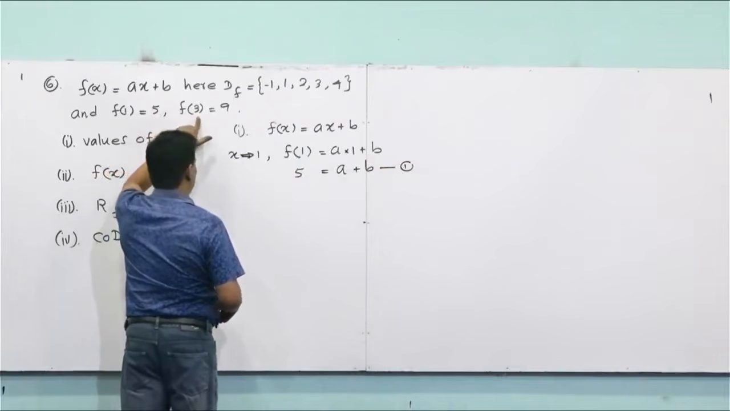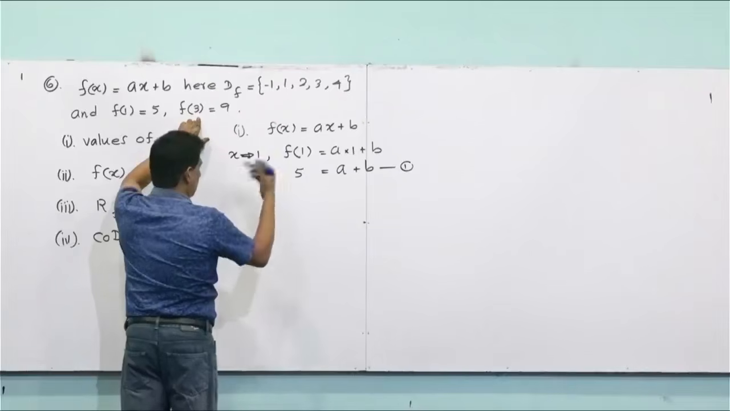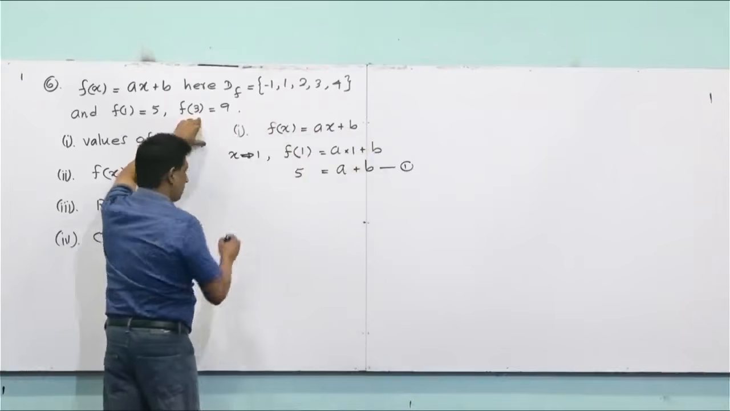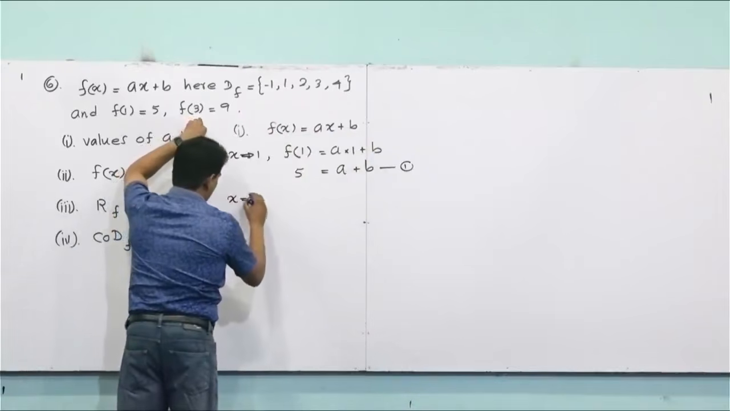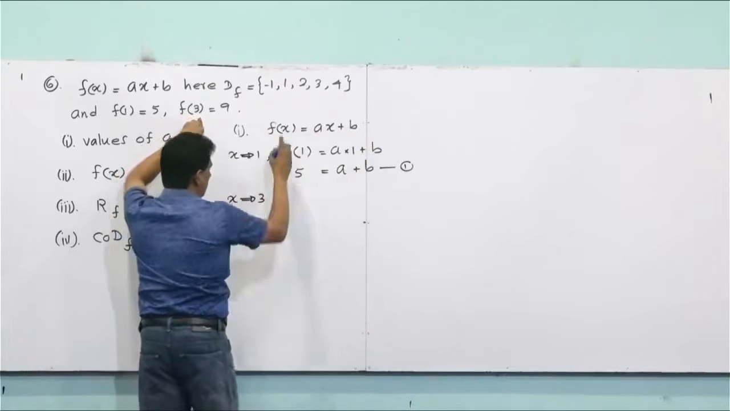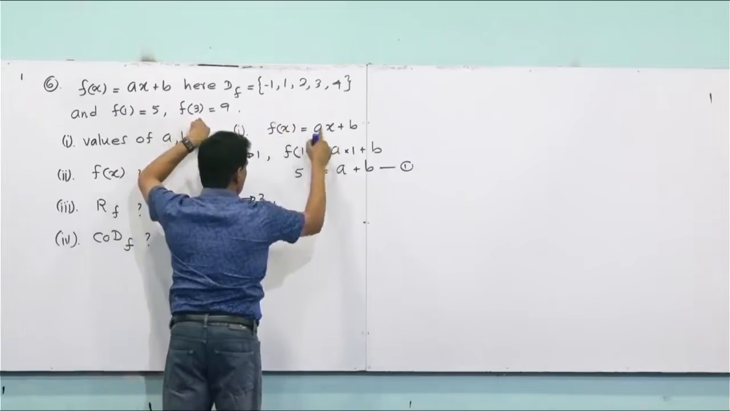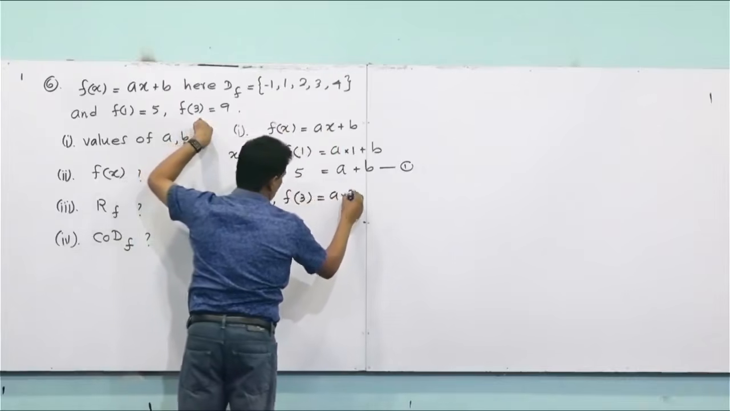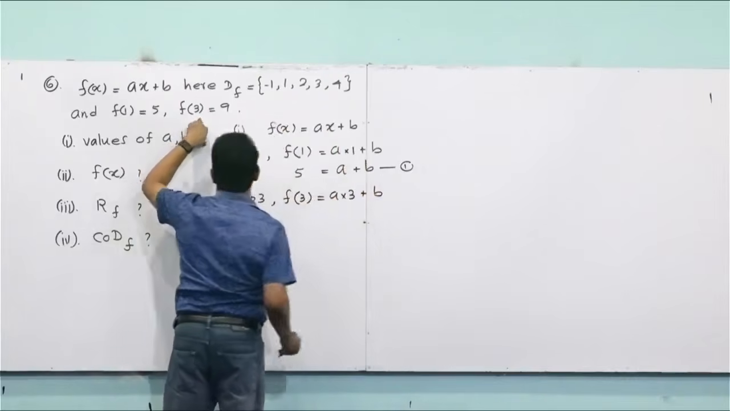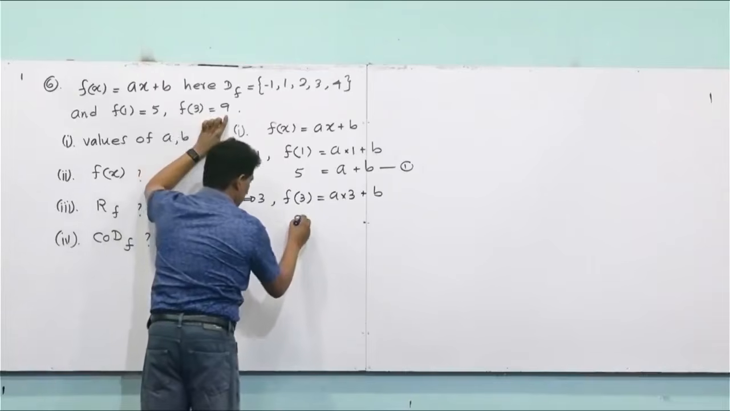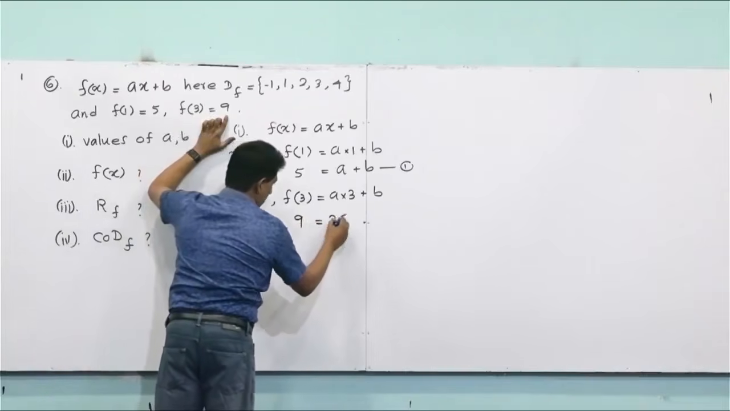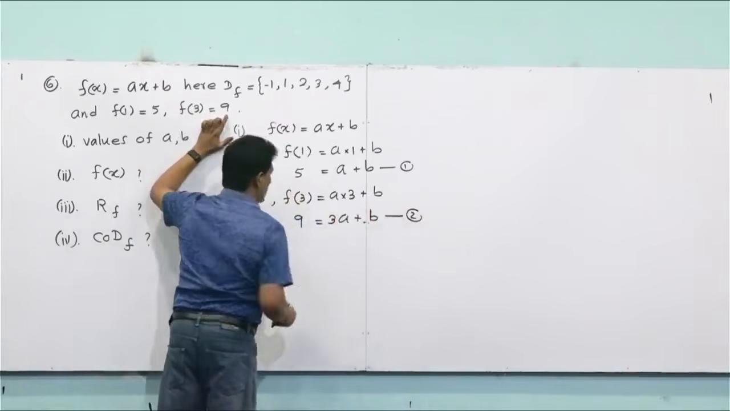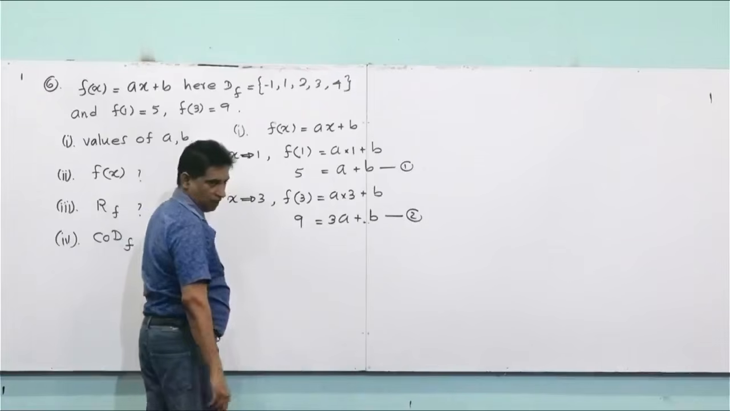Then we know f of 3. How can we use f of 3? We have to substitute 3 for x. Then f of 3 is equal to a into 3 plus b. Then f of 3 means 9. So 9 equals 3a plus b. This is the second one. Now there are two equations in a and b.